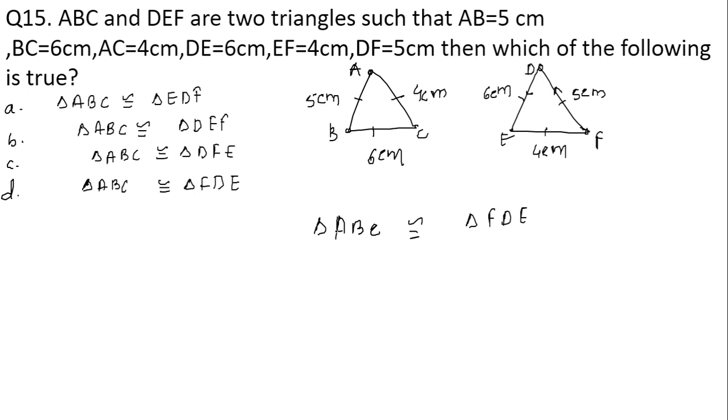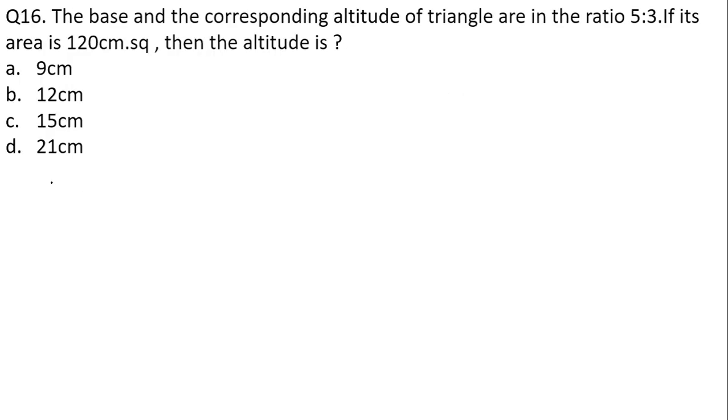Hence triangle ABC is congruent with the triangle FDE. So the option number D is the correct answer for the given question. Moving on to the next question now. The base of the corresponding altitude of a triangle are in the ratio.